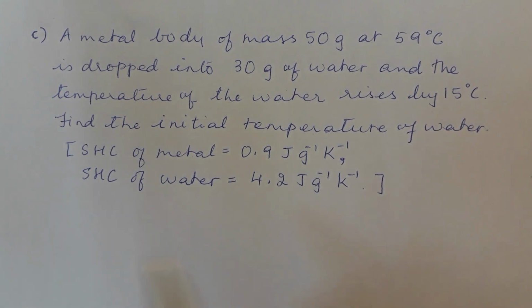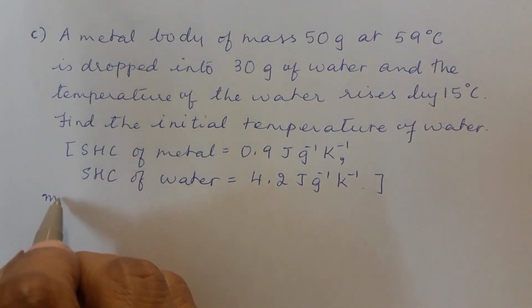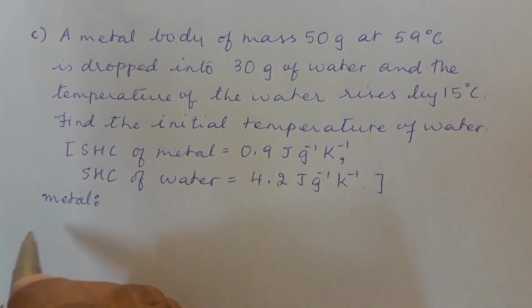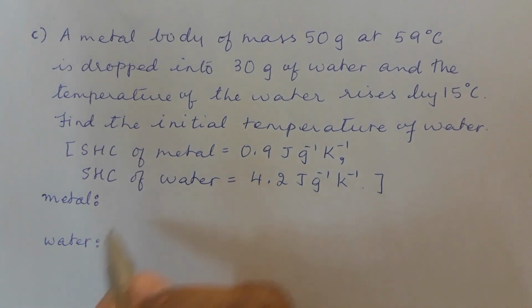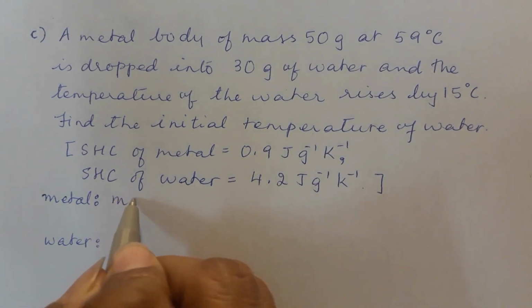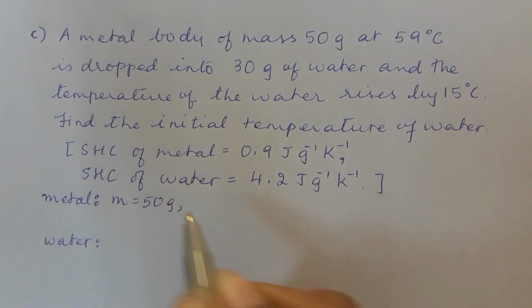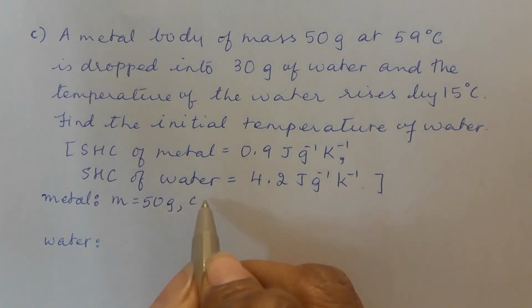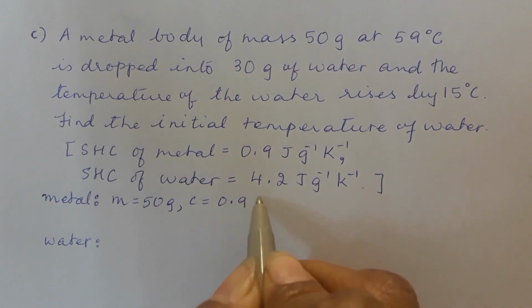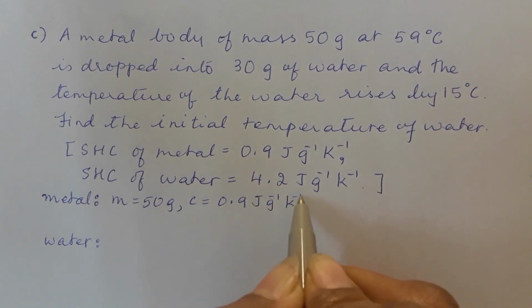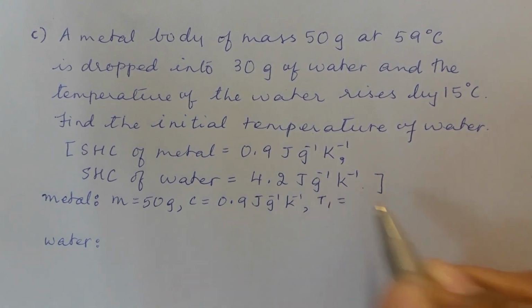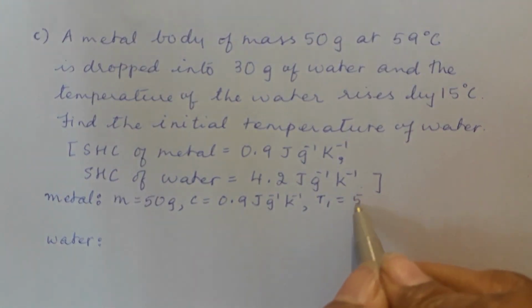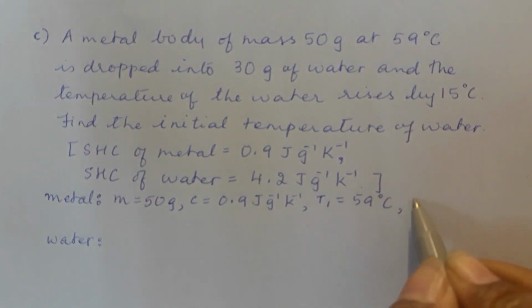Now to solve something like this, you need to have a few things clear for not just the metal but also for water. Now for metal, we have been told that the mass is 50 gram and we have been provided with the specific heat capacity, which is 0.9 joule per gram per Kelvin, and also we know our T1 is 59 degrees C and T2 we do not know yet.